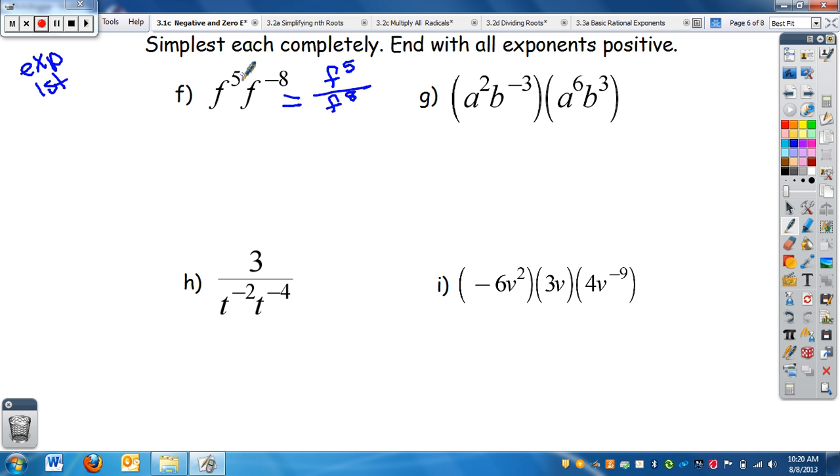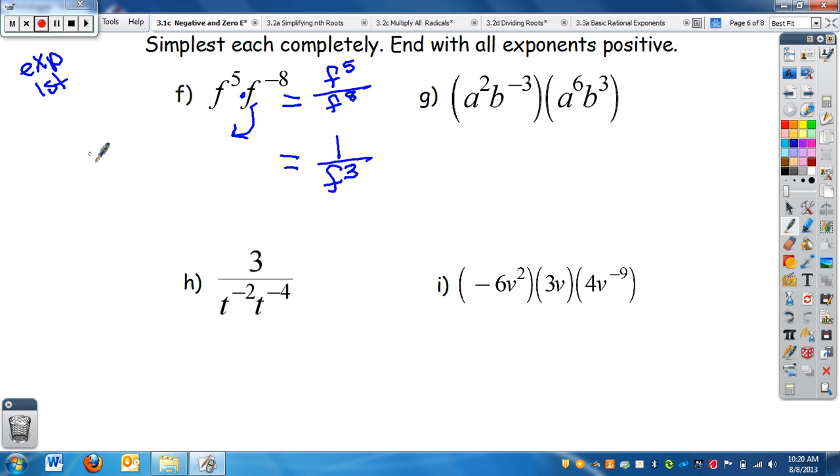So f to the 5th was a positive exponent. This was negative, so that one got kicked to the denominator. Now I have two bases that are the same, so I need to simplify. You can only have one of every base. So this is my quotient. I have 5 f's in the numerator, 8 f's in the denominator, and that is f to the 3rd. Now the other way you could have done it, you could apply the product of power rule because we're multiplying.